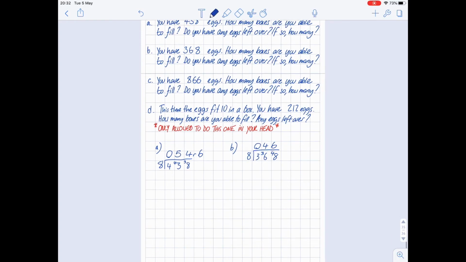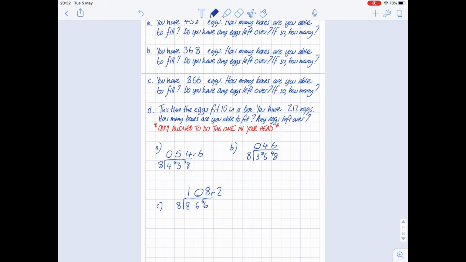And the last one, I've got a lot of eggs this time. I've got 866. So how many 8s go into 8? It'd be 1 with no remainder. How many 8s in 6? None. 6 carries across. 8, remainder 2. So that time I can fill 108 boxes, and I've got 2 eggs left over.